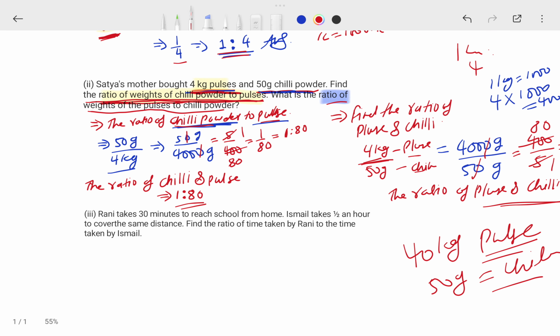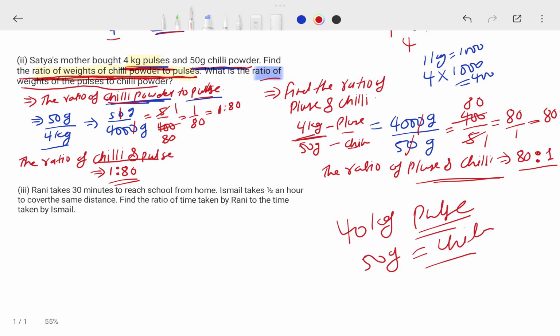Now here it is asking about the ratio of chili and pulse. The question first asks for the pulse and chili ratio and then the chili and pulse ratio, so the answer is the same. The pulse and chili ratio is 80:1. If you want the chili and pulse ratio, it is going to be the opposite, so it is going to be 1:80. Simple.